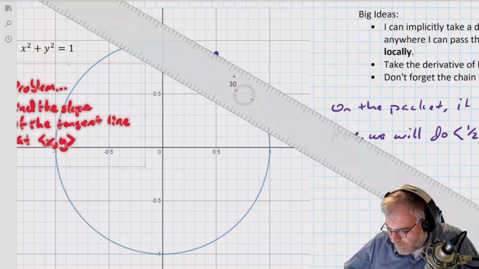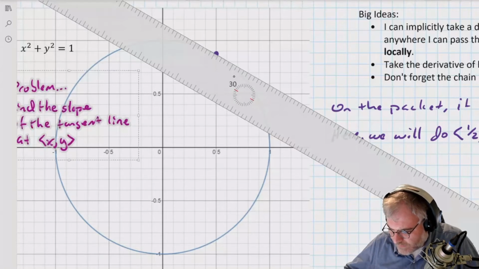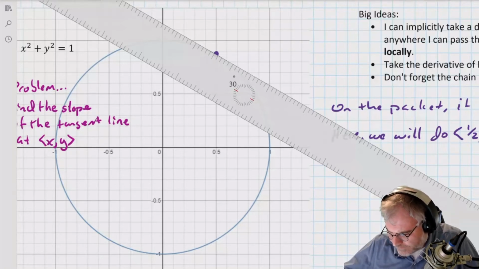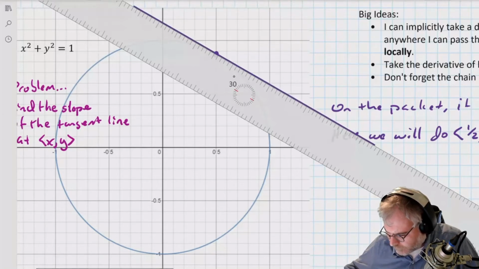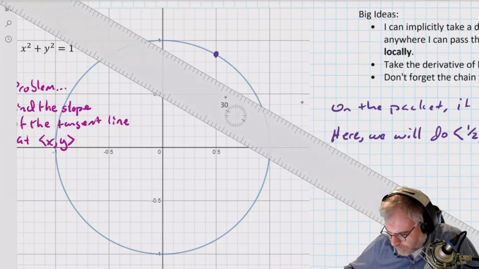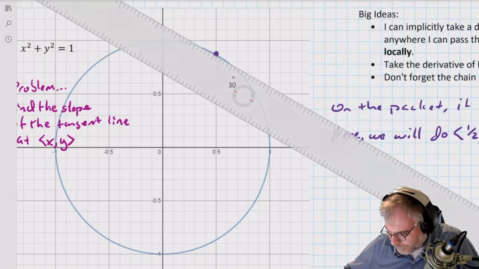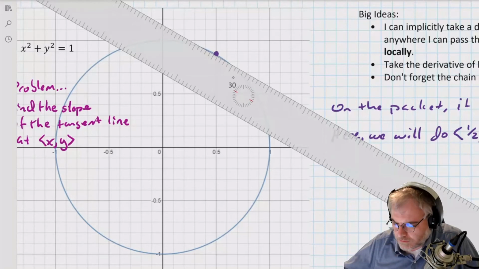How do we feel about the concept of the tangent line, 1 to 5, at this point? What's the line I'm looking for? 1 to 5, how do we feel about that? Okay.